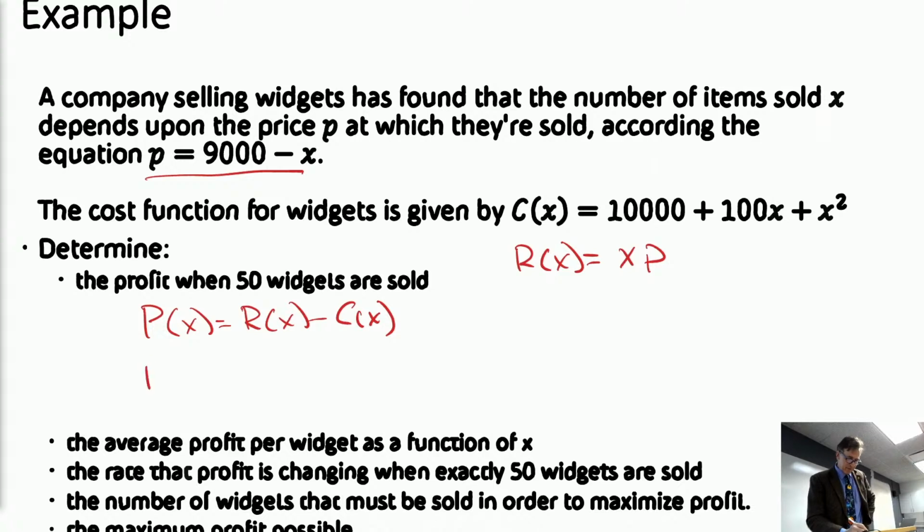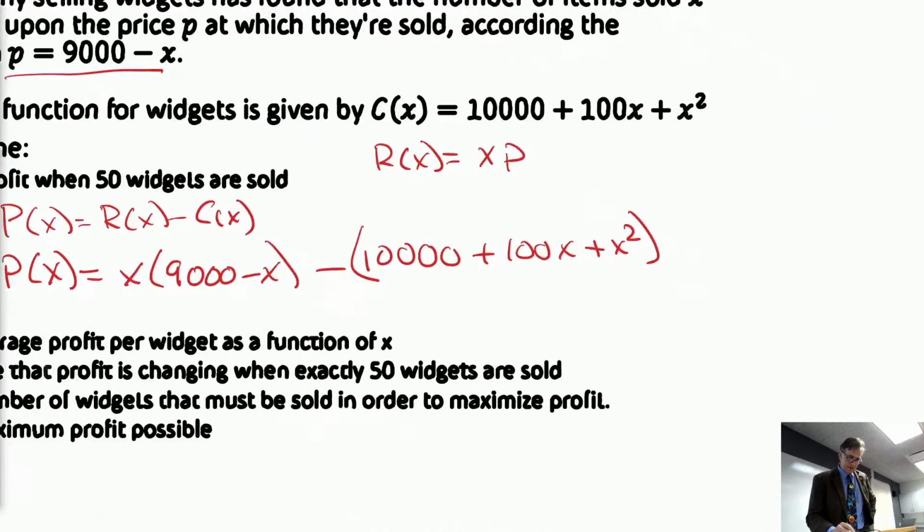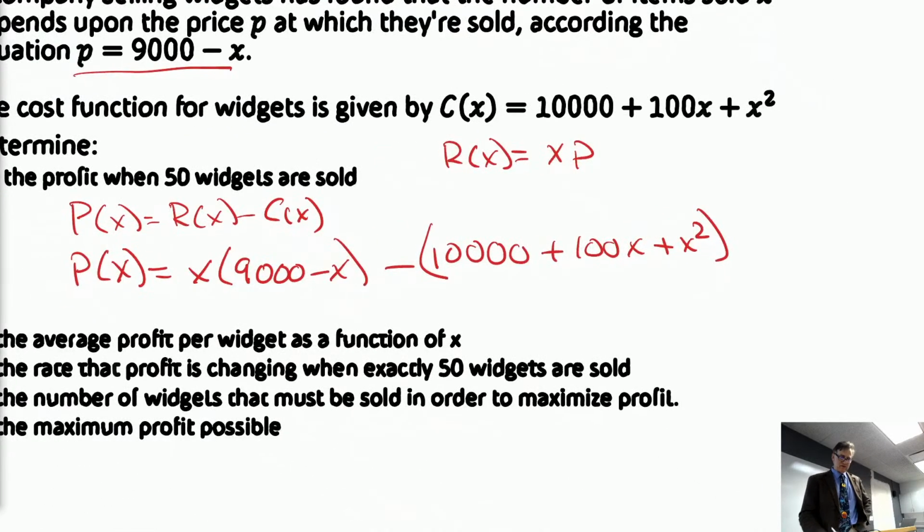But anyway, getting back here, the profit in this case is the revenue, which is X times (9,000 minus X), minus the cost, which is 10,000 plus 100X plus X squared. If we want to know the profit when selling 50 widgets, we just plug 50 into that expression. I don't want to have to do that, so maybe I'll simplify it first. So P of X is 9,000X minus X squared minus 10,000.